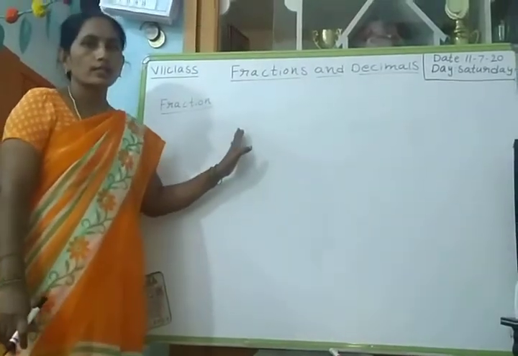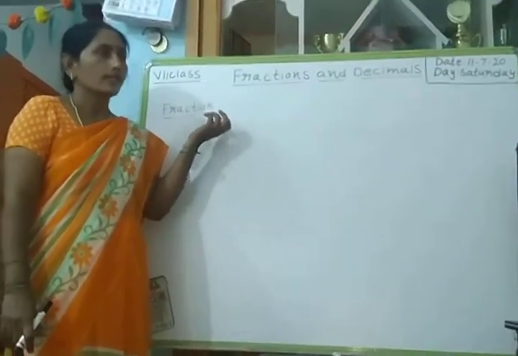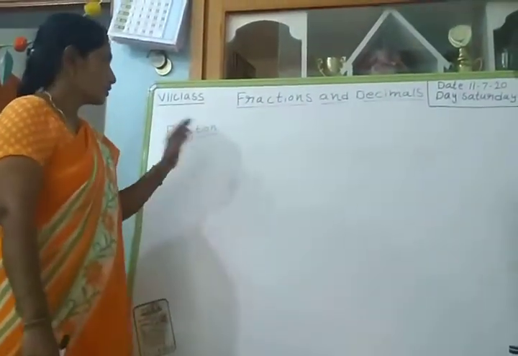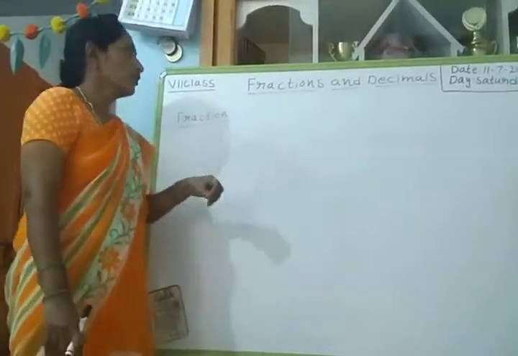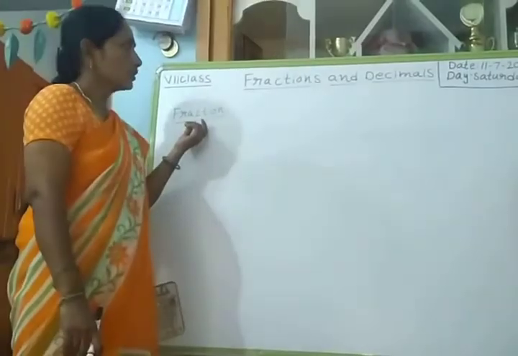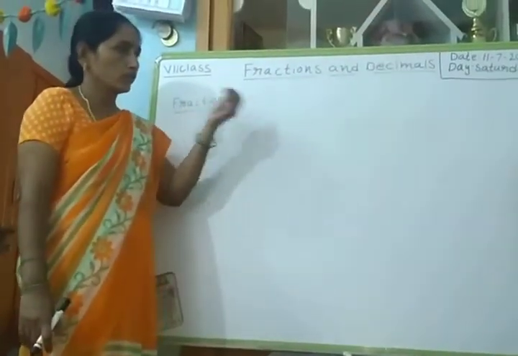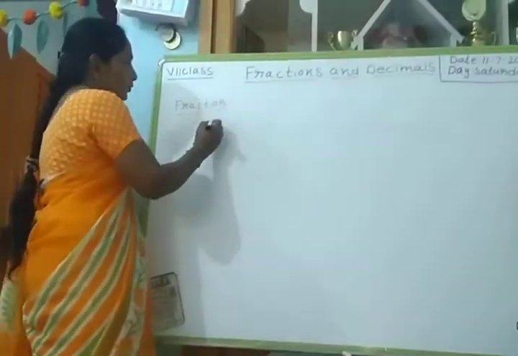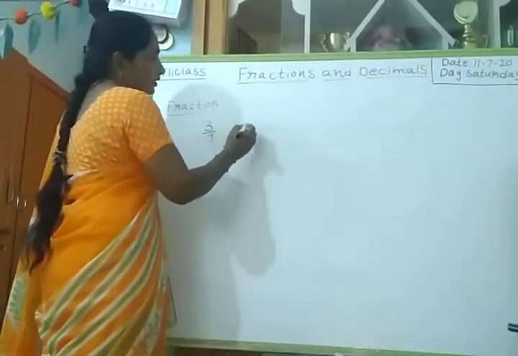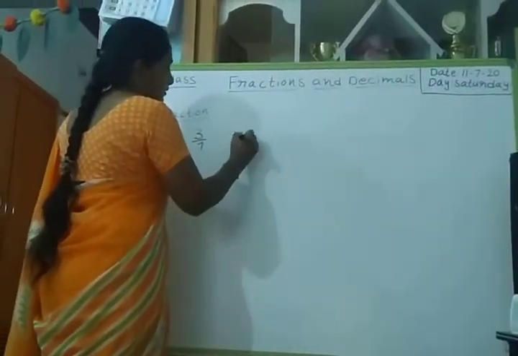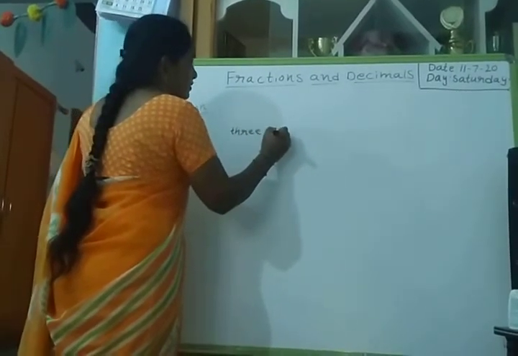Before going to today's class, let us recall what we discussed yesterday. Yesterday we discussed fractions and some types of fractions. First of all, what does fraction mean? Fraction is a part of a whole. For example, 3 by 7. How will we read this one? 3 sevenths.